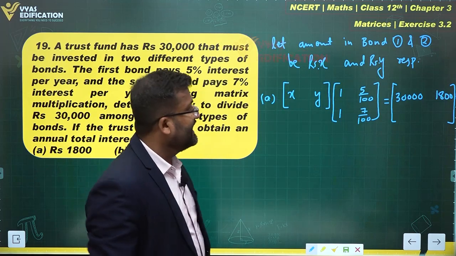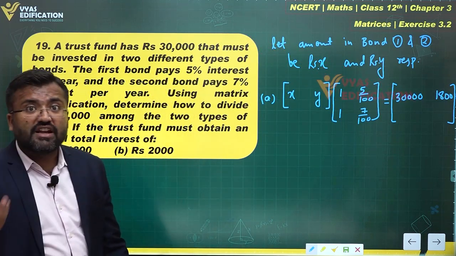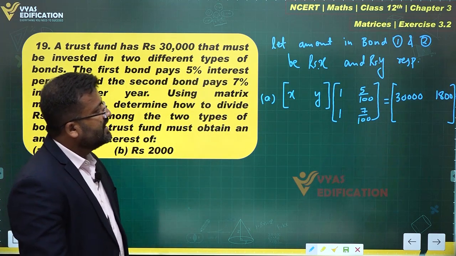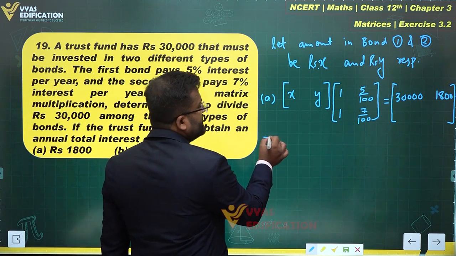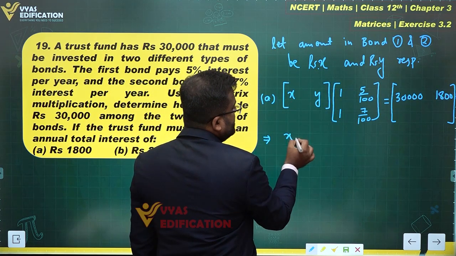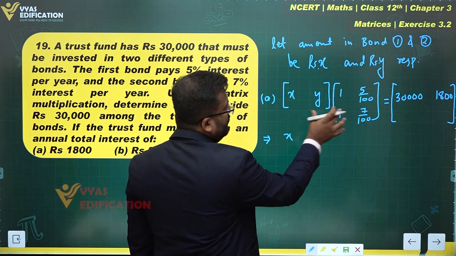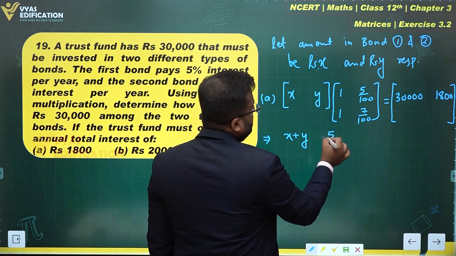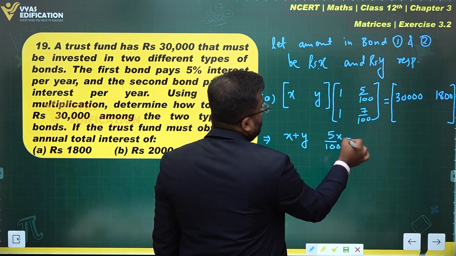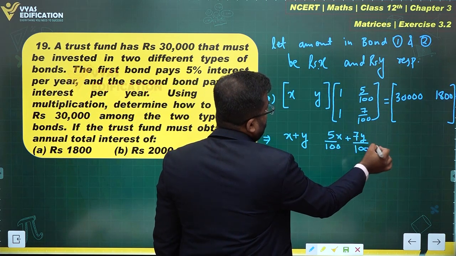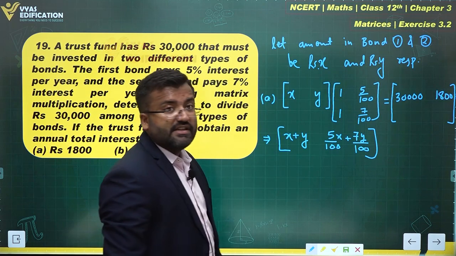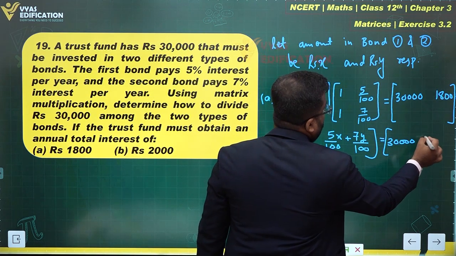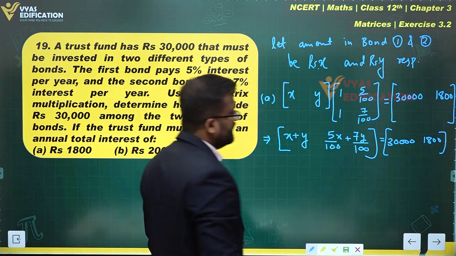So let me solve this part A for you. Part B, I think you can manage. For the alternate approach, you can manage on your own, right? Replace that 1800 by 2000. So let me solve this one. What does this give me? This multiplies with this, x, y times the 1 by 2 matrix of ones gives me a 1 by 2 matrix. This is 5 by 100 x plus 7y by 100. And this matrix over here is equal to 30,000 and 1800.